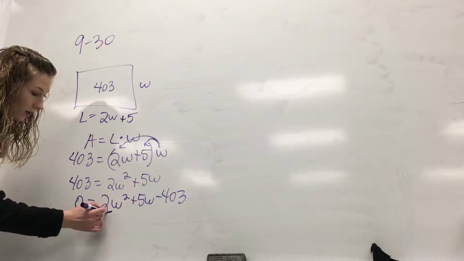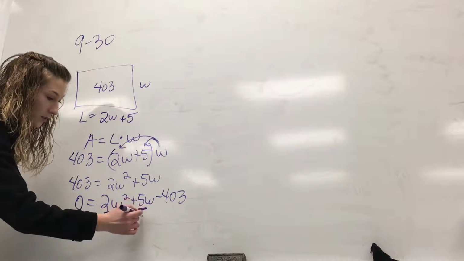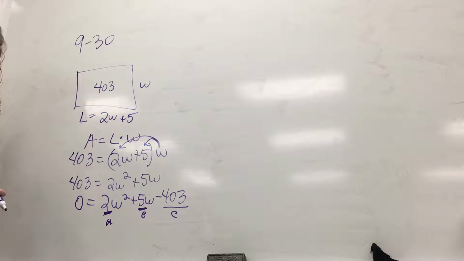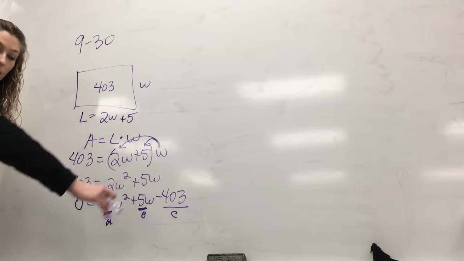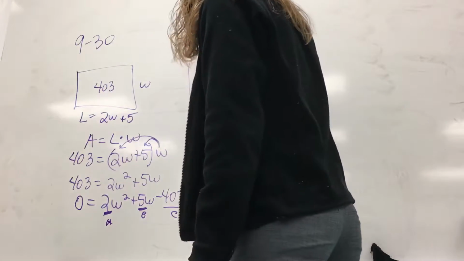But so the number in front of the W squared is my A. Number in front of the regular W is B. Number by itself is C. It might not be in this order. I would recommend writing it in this order first and then deciding A, B, and C. Okay? So from here, I'm going to plug it into my equation.